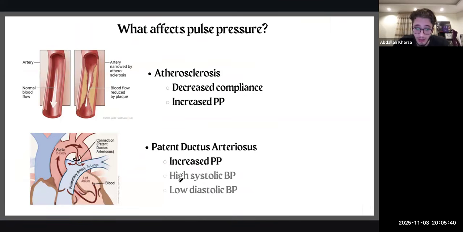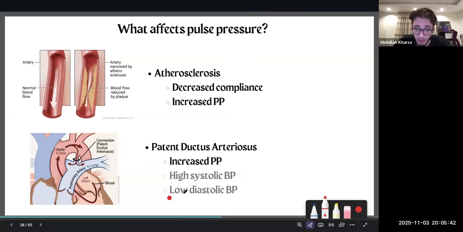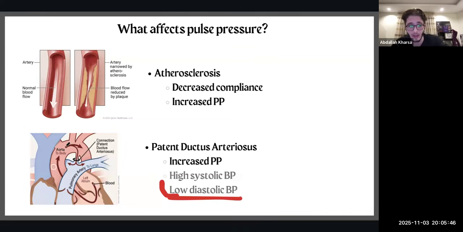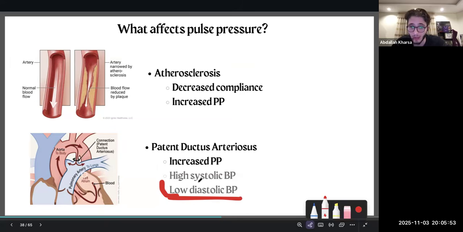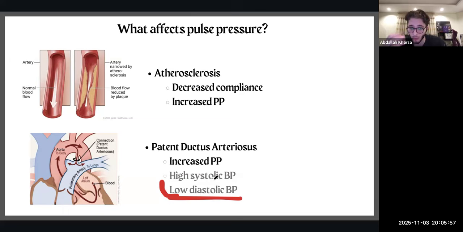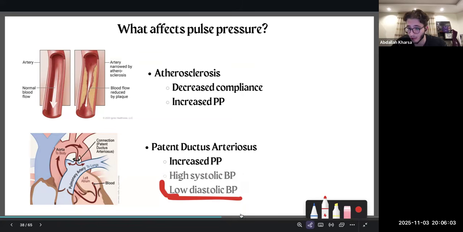Why? Because first of all, the diastolic pressure is going to be lower. This means that the pressure in the aorta is going to be lower during diastole when it's relaxing, because blood is going back. At the same time, there's going to be higher systolic pressure, the pressure in the aorta when the ventricle is contracting. This is going to cause a greater difference, and an increased pulse pressure.